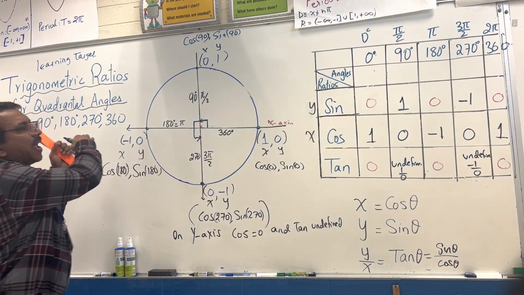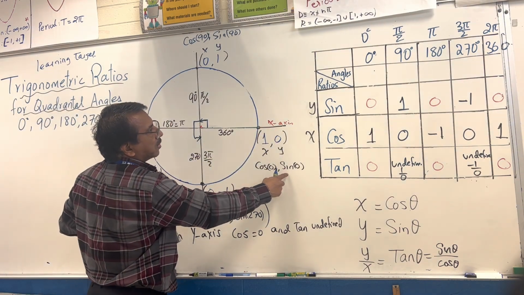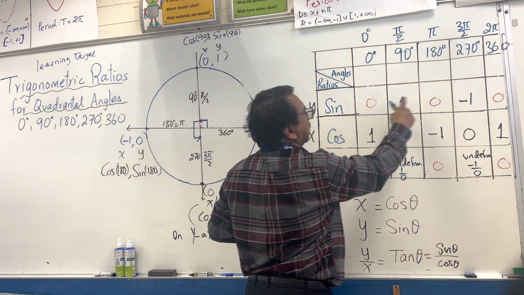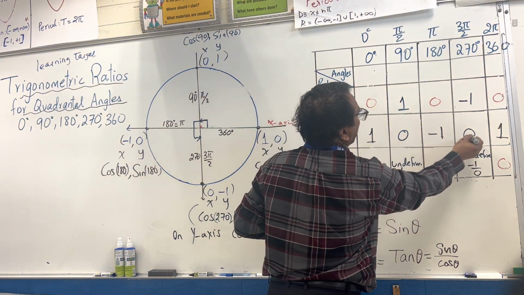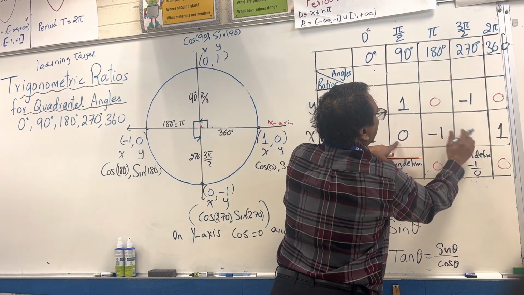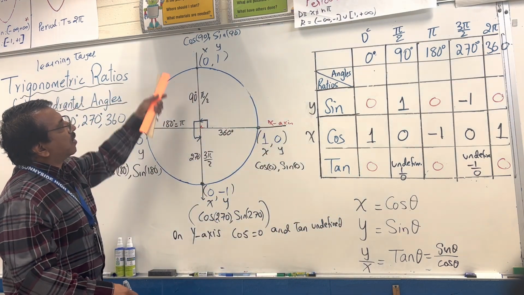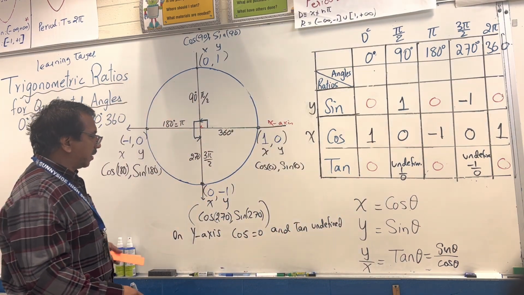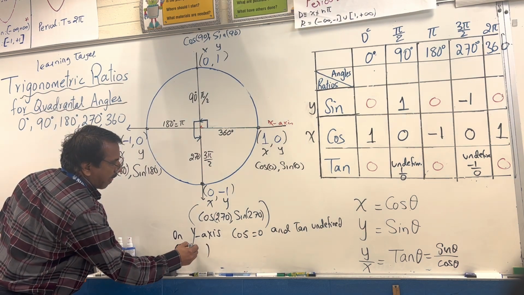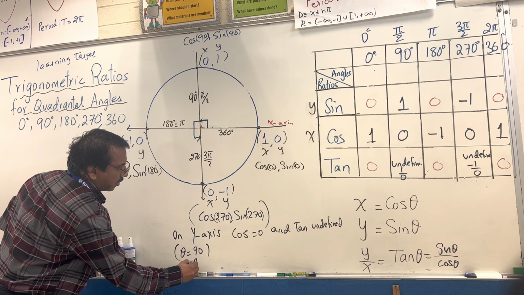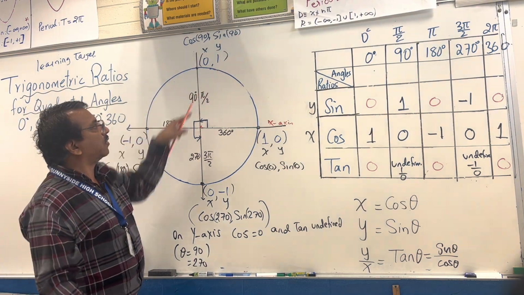So on the x-axis, sine is 0. Can you see the color? So 0, 0, and this one, let me put it as the blue color. So if you see, this is the blue color. So if it is 90 and on the y-axis, the angle theta is 90 degrees or 270 degrees. The cosine is 0, so x is 0.